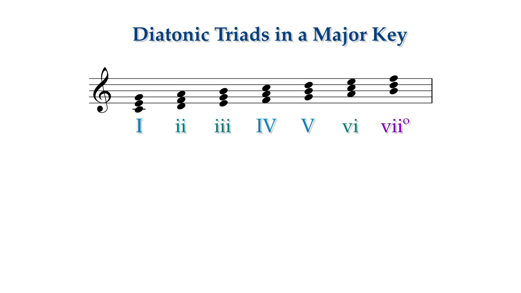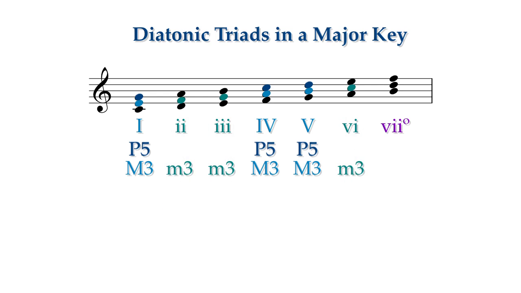The triads built on the first, fourth, and fifth scale degrees have a major third and a perfect fifth, while the triads built on the second, third, and sixth scale degrees have a minor third and a perfect fifth. We use uppercase Roman numerals to indicate the third of the chord is major, and lowercase Roman numerals to indicate that the third of the chord is minor.